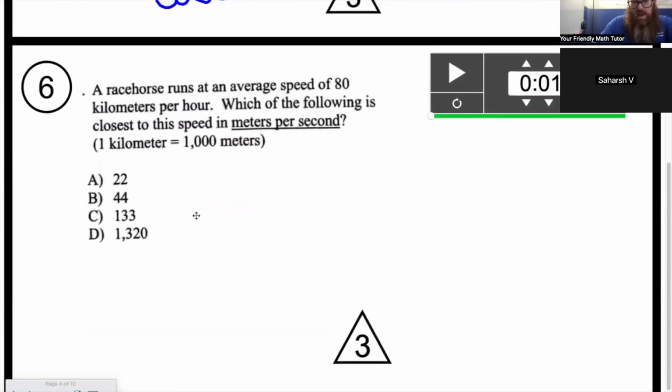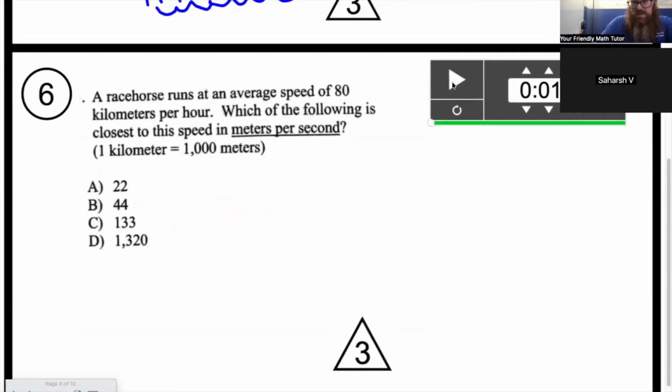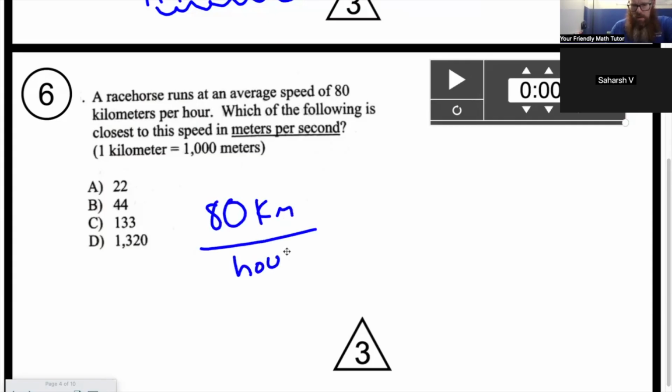So let's try number 6. So another one with, like, dimensional analysis. Okay. So this one we're going to start with, again, all you do is start with what they give you. So 80 kilometers per hour. And then let's say we deal with the kilometers first. Well, 1 kilometer is 1,000 meters. And again, I'm going to put the kilometer on the bottom so that the kilometers cancel.